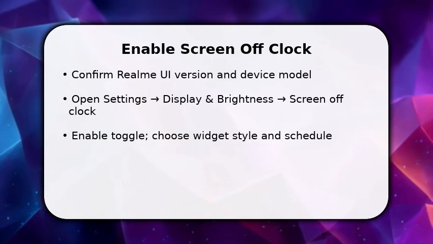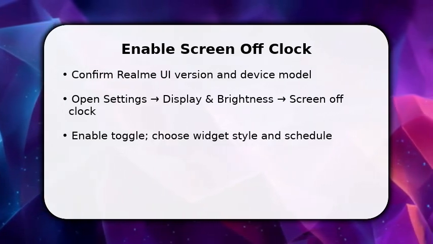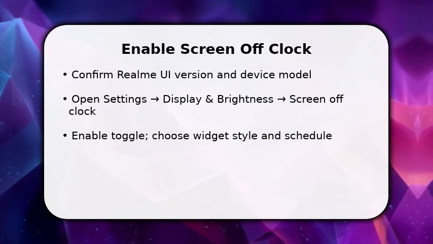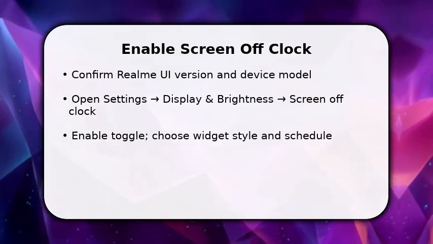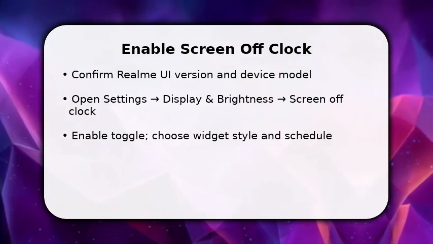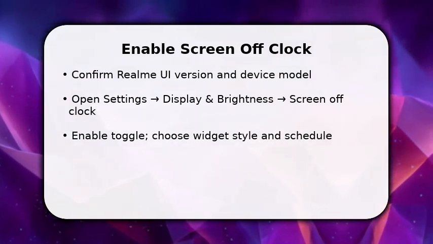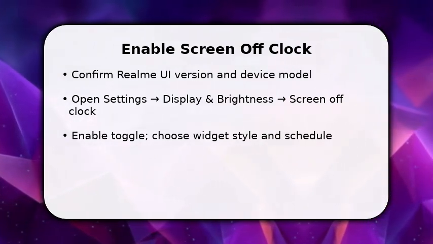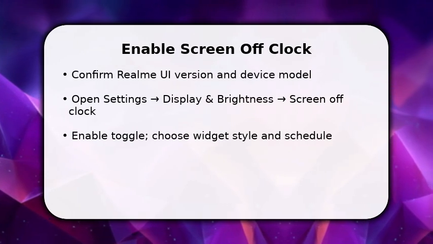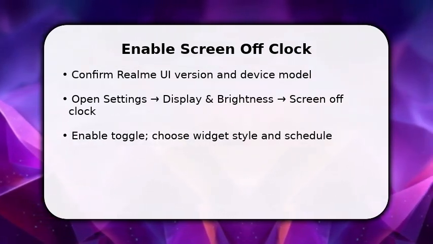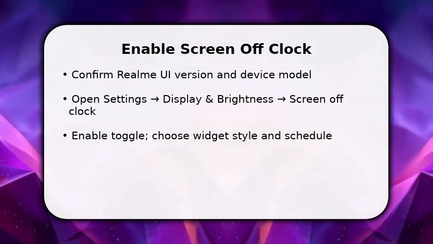You start by confirming your Realme UI version and model so the options match. Next, open Settings, tap Display and Brightness, then Screen Off Clock to reach the feature directly. Once there, enable the main toggle to activate the clock, then pick a widget style that fits your lock screen layout. Make sure to set an active schedule or choose Always On if available. This prevents the clock from being restricted by nightly timers or battery saver modes.